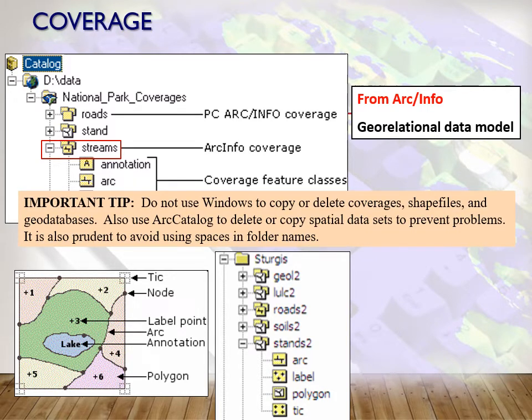Yeah, this is an important tip too. Do not use Windows to copy or delete basically any kind of GIS data, especially coverages, shapefiles, and geodatabases, because there are multiple files when it comes to this. We want to use ArcCatalog, and in Chapter 2 we'll talk about how to use ArcCatalog in managing GIS data. One other thing, avoid spaces in the names of GIS data and folders.